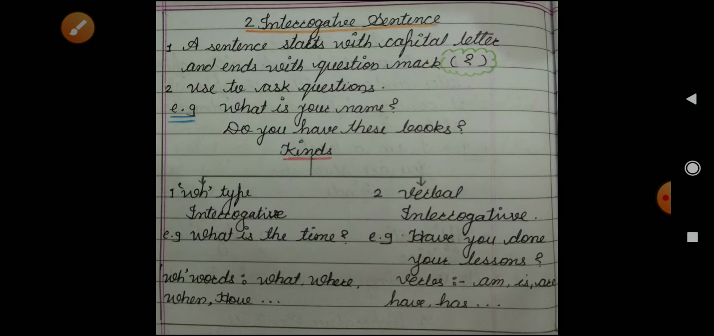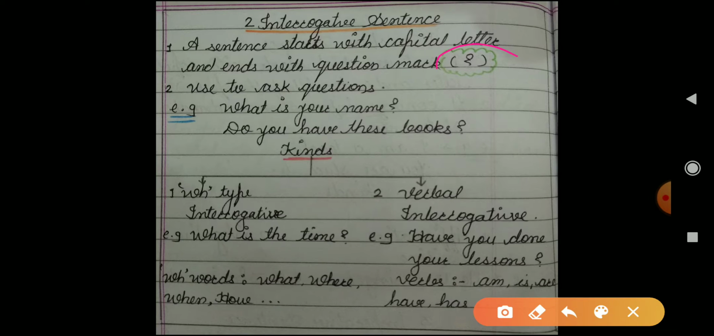The second kind of sentence is interrogative sentence. An interrogative sentence is a sentence which starts with a capital letter and ends with a question mark. In an interrogative sentence, all sorts of questions come. This interrogative sentence is divided into two kinds. First is the WH type, and the second is the verbal kind of interrogative sentence. A WH type of interrogative means a question we start with WH words, for example, what, where, when, how, who, why, etc.